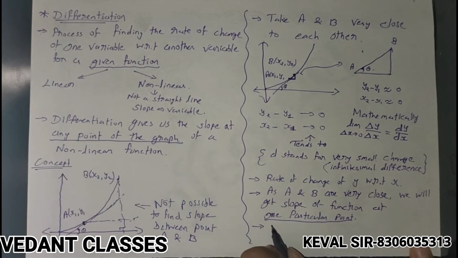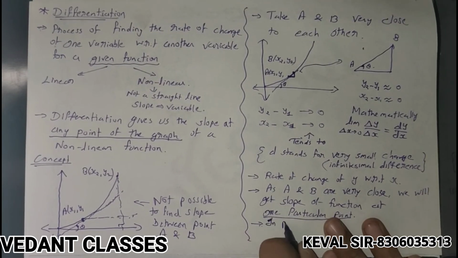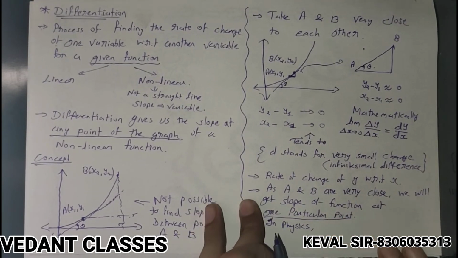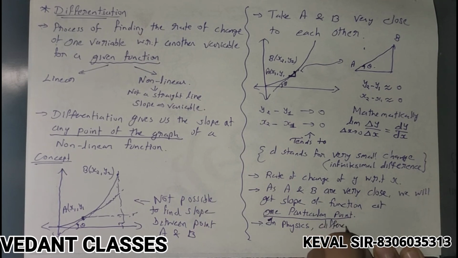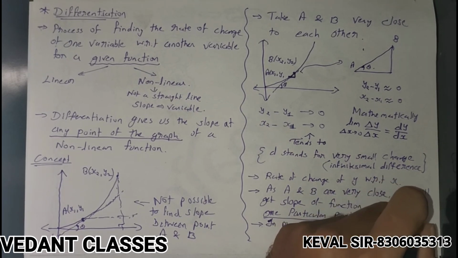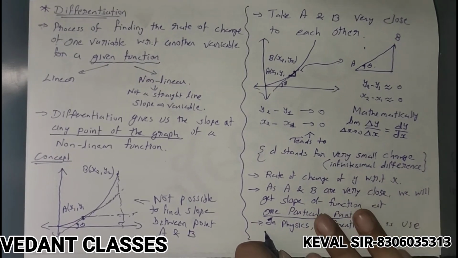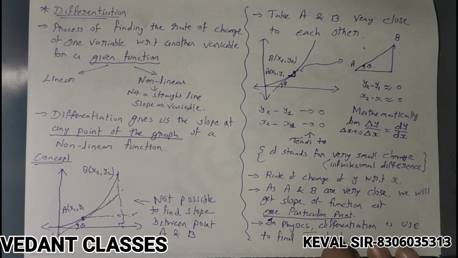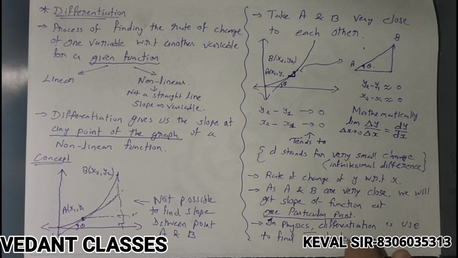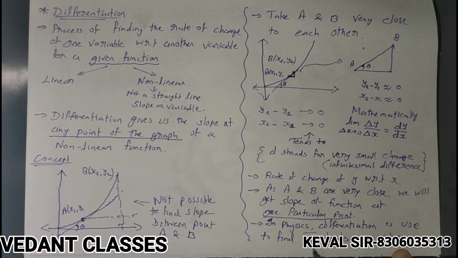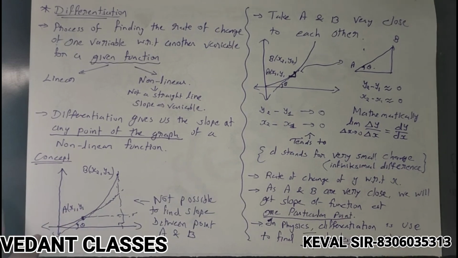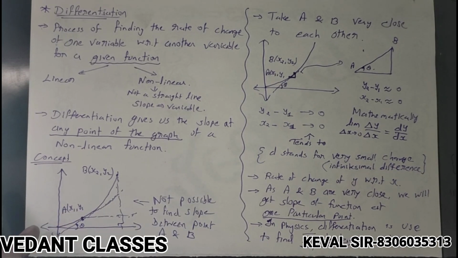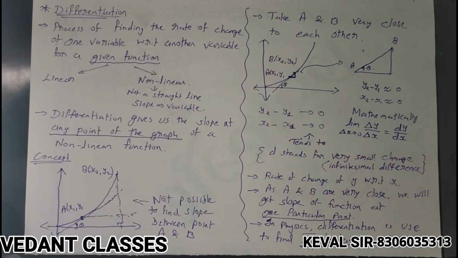Now in physics, where is differentiation used? Differentiation is used to find instantaneous values. In physics, differentiation is used to calculate the instantaneous values. So that's all from this lecture. I hope we are now clear with the slope and differentiation, and you get a clear idea regarding that.